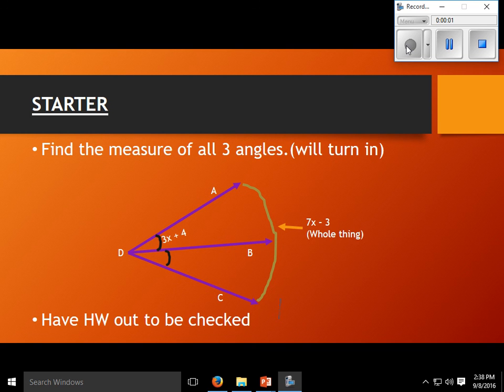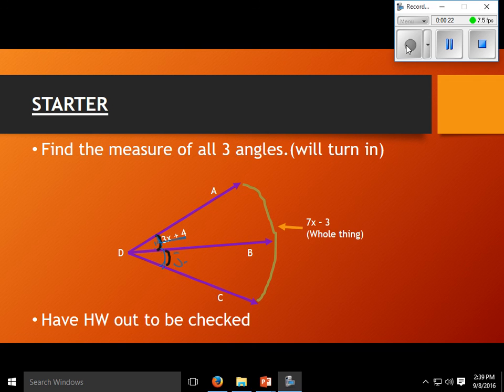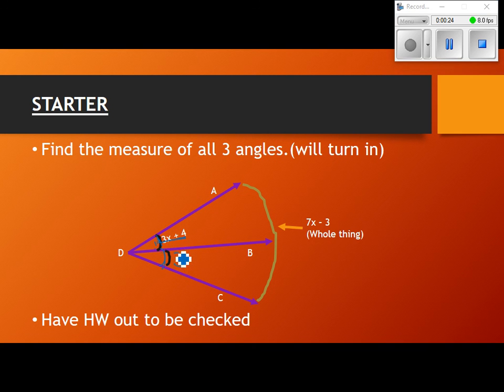Right, on this starter, we're going to go through stuff very, very quickly. If I'm looking at this, I know that this angle is 3x plus 4, and these two angles are marked the same as each other, so that means this angle here has to be 3x plus 4. So I can write 3x plus 4 in for this angle.